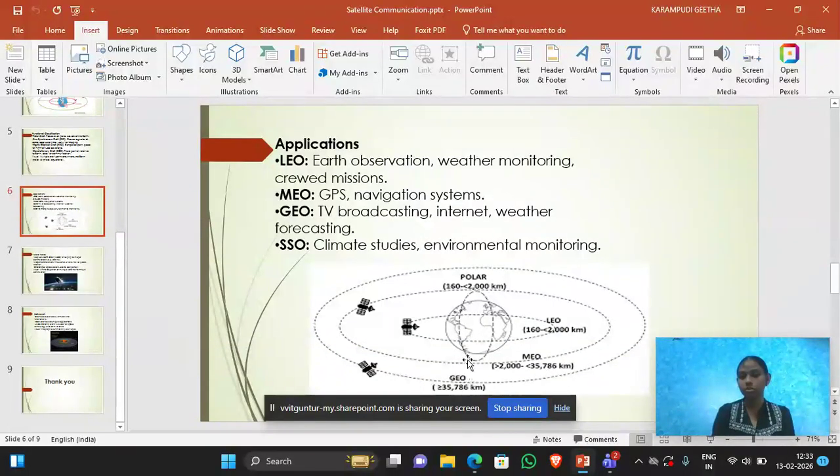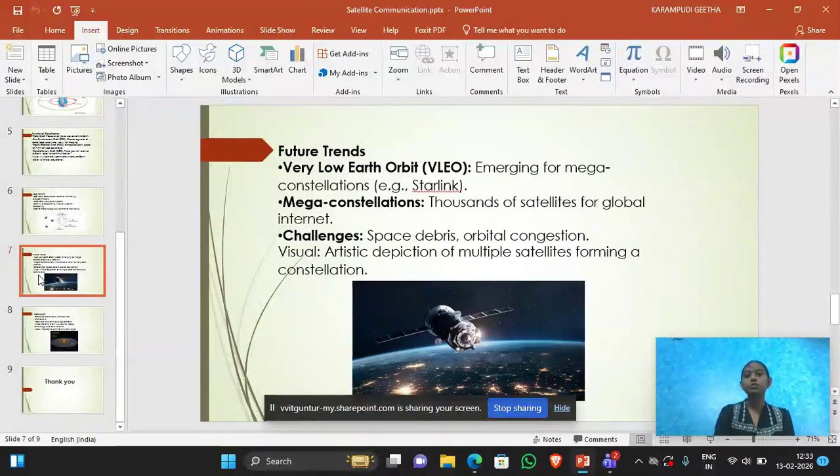LEO, MEO, GEO. I have to see above. These are the satellites rotating. A geostationary satellite means that when the Earth rotates, the satellite rotates with the same part of the Earth. It has a fixed position in GEO. And next, future trends.